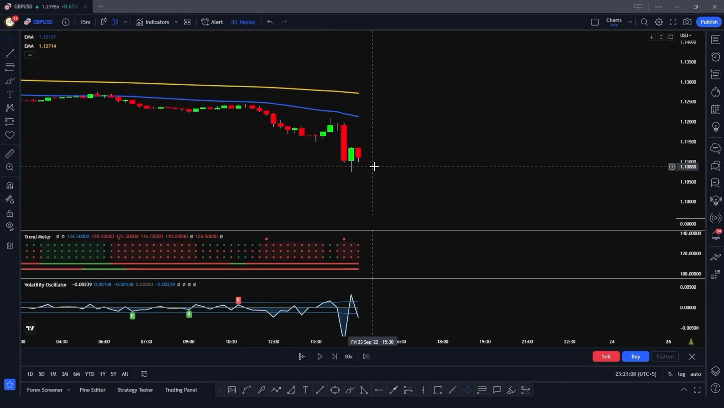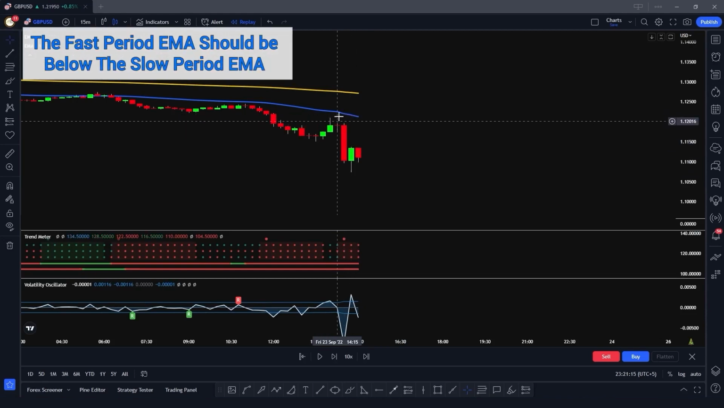Now let's talk about how you can take short positions using this strategy. The rules in order to take short positions are as follows. The first rule is that the fast period EMA should be below this slow period EMA. In our case, this blue line is 50 EMA and this yellow line is 200 EMA. Doing this makes sure that the market is in bearish trend.